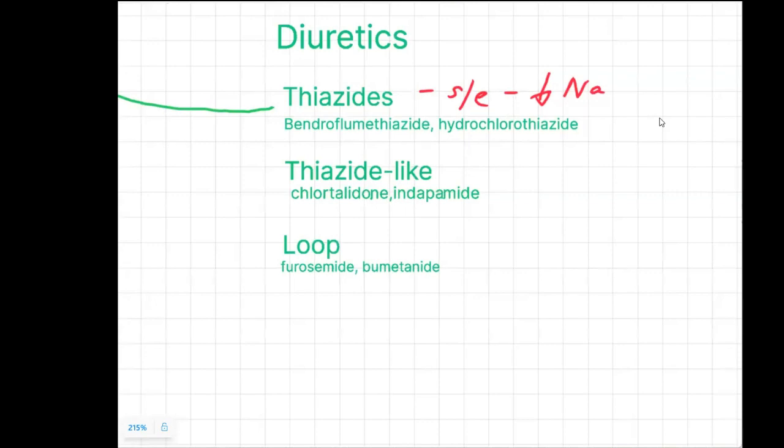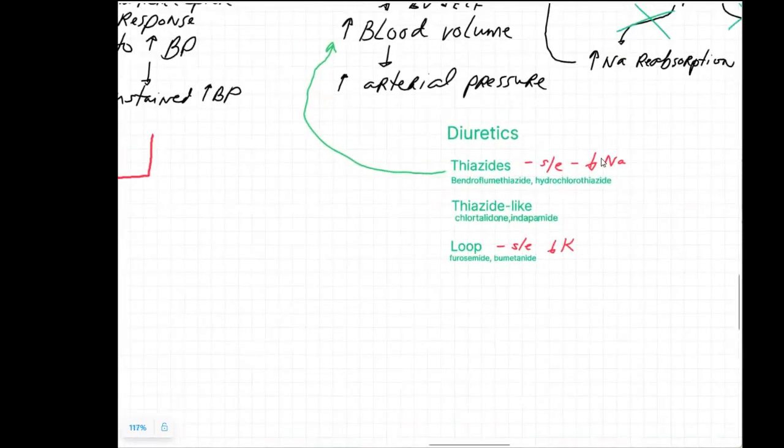As opposed to loop diuretics, which mainly affect potassium reabsorption. So with loops, we're more concerned about potassium loss. With thiazides, we're more concerned about sodium loss. Now, that's not to say that we're not going to be concerned about the other electrolytes, but if you're thinking of the first electrolyte that is affected, then thiazide is sodium, loop is potassium.